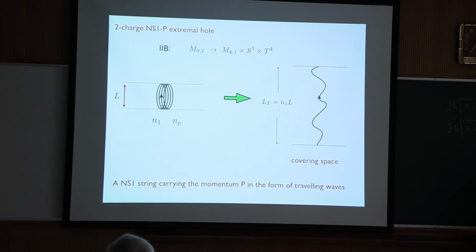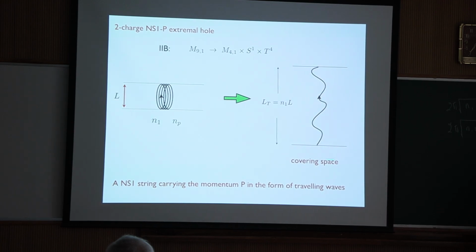Okay, so now when we have this, what does it actually look like? If you open up the string, if I wrap it n1 times, and the length of this circle was L, if I open it out, the total length of this wrapping direction becomes n1 times L. I call it L total, which is LT. And then on that, if you want to see what these momentum modes are doing, they're just traveling waves. The same thing we have said many times before.